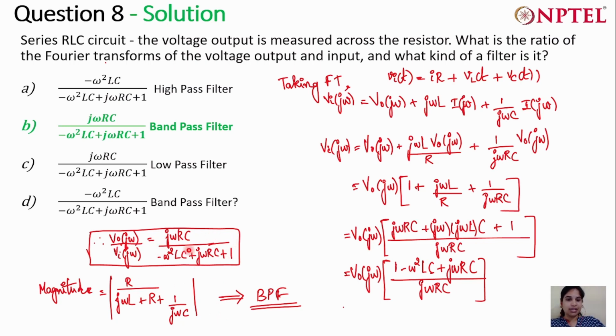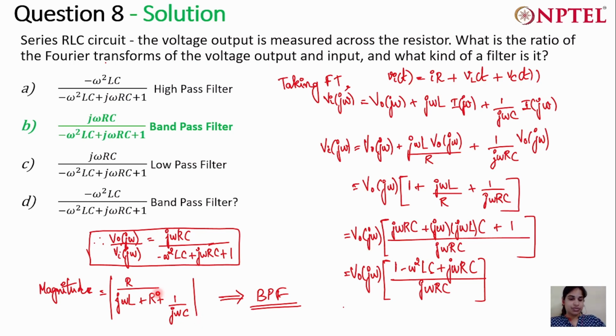Now what I am doing here, I am dividing the entire numerator and denominator by j omega c. So the numerator will become R, and the denominator will become j omega L plus R plus 1 by j omega c.